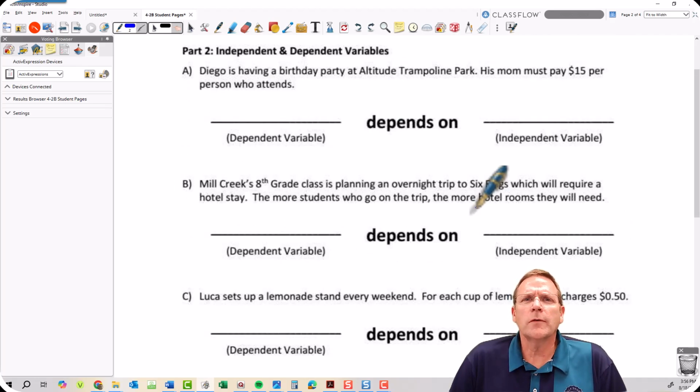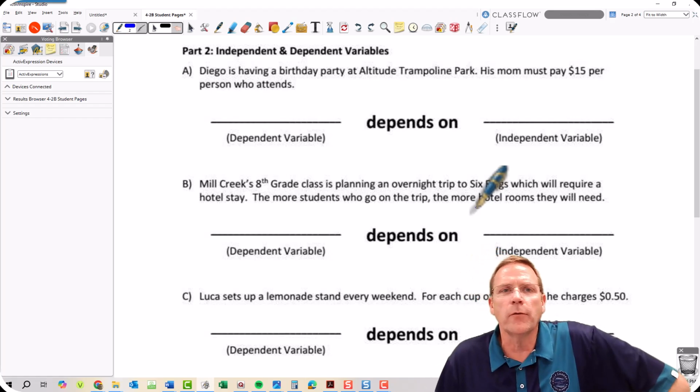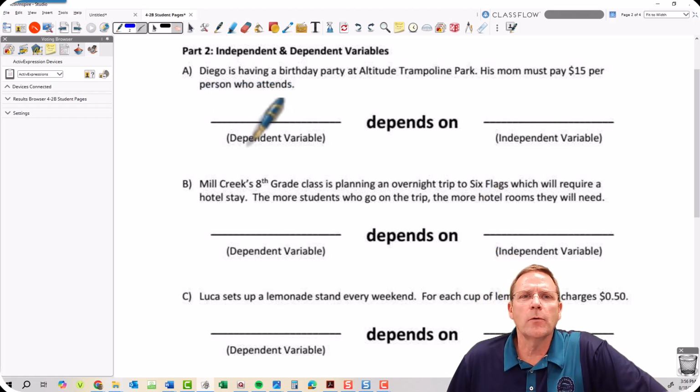So let's take a look at the second page. We need to figure out what the independent variable and the dependent variable is. And they have it listed where the dependent variable is going to be the first one. The independent variable is going to be the second one. So our first question, Diego is having a party at Altitude Trampoline Park.